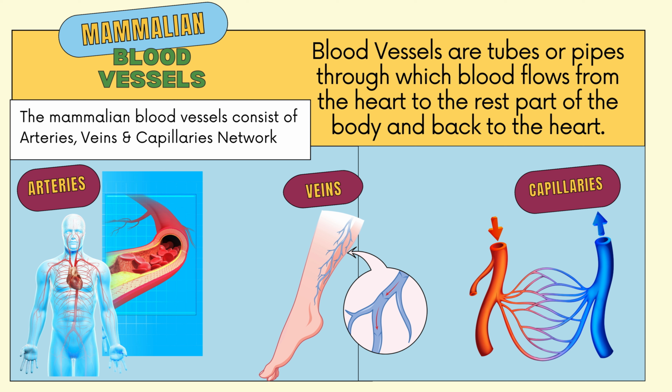Veins are blood vessels which carry blood from the body to the heart. They are less elastic than the arteries and they have a very large lumen or canal. They have valves which prevent backflow of blood because of reduced pressure.